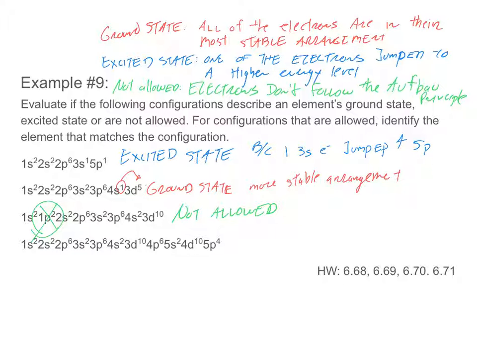And then the last one is pretty boring. It's 1s2, 2s2, 2p6, 3s2, 3p6, 4s2, 3d10, 4p6, 5s2, 4d10, 5p4. Nothing seems out of the ordinary there, so that makes this ground state as well.